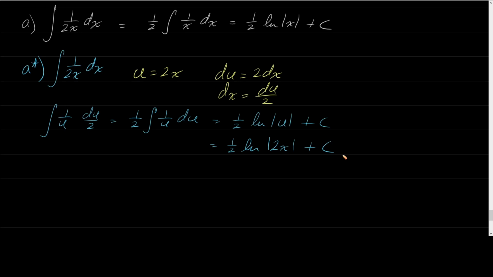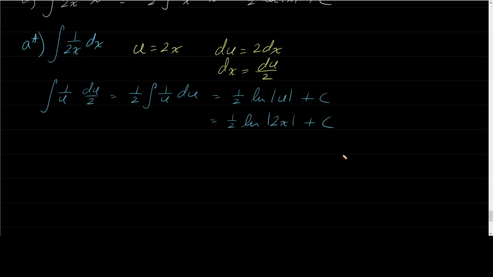Notice that I have what seems to be two different answers. When I first did it, I had 1/2 ln of x, and now I have 1/2 ln of 2x. So we're going to apply some rules of logs so that you can see that these are the same exact answer. In here, I can rewrite this as 1/2 times ln of 2 plus ln of x, and then that plus c, right? All I did there was expand this ln of 2x. And I should really be using absolute values with all of these.